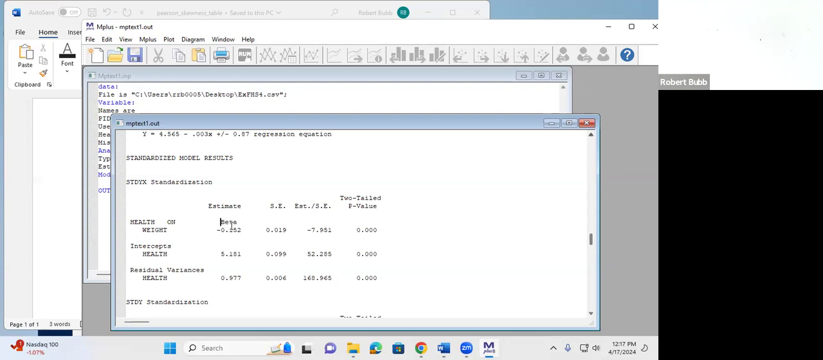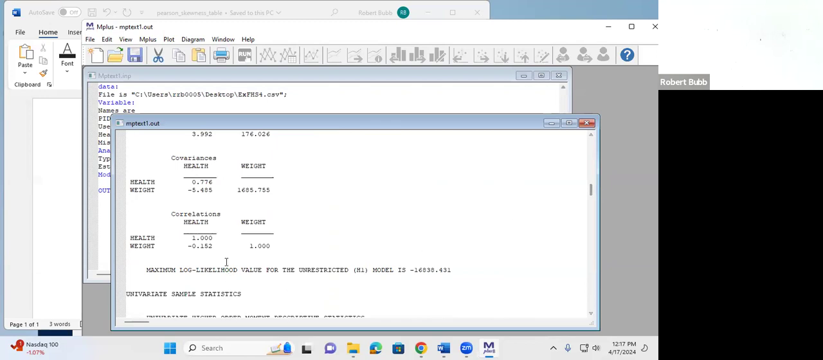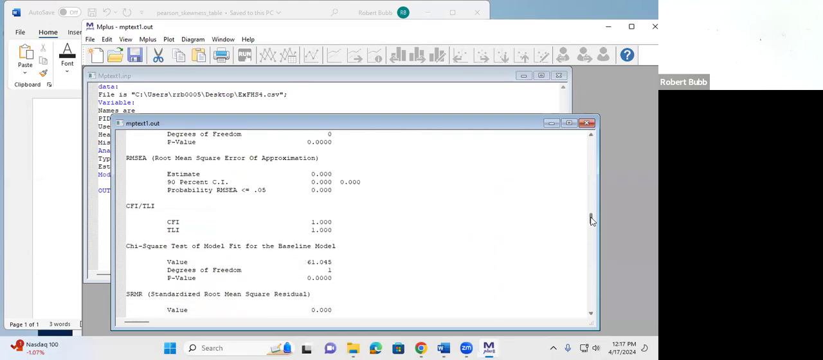And not surprising, right, that this beta value here is the same as your correlation up here. Negative 0.152. So remember that correlations are standardized. Beta is your standardized value. In simple linear regression, your beta value is the same as your correlation.